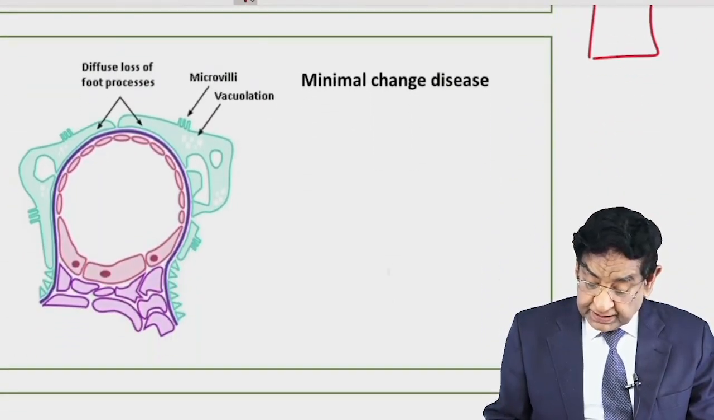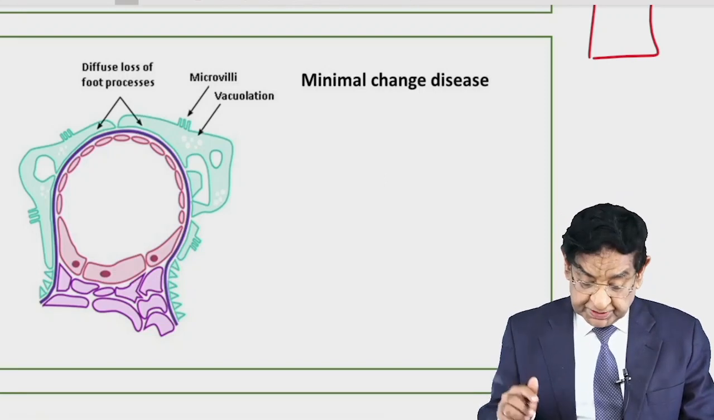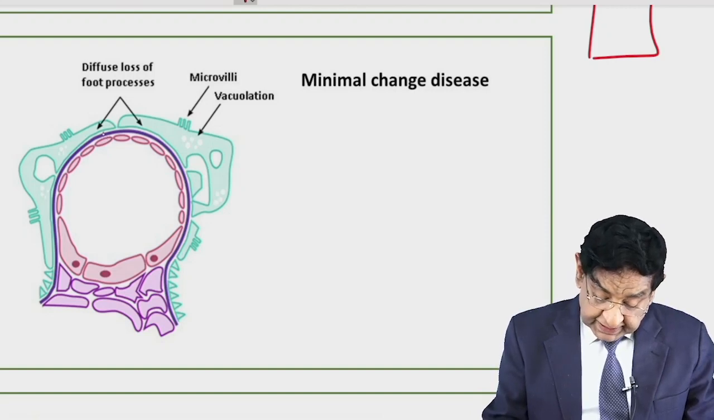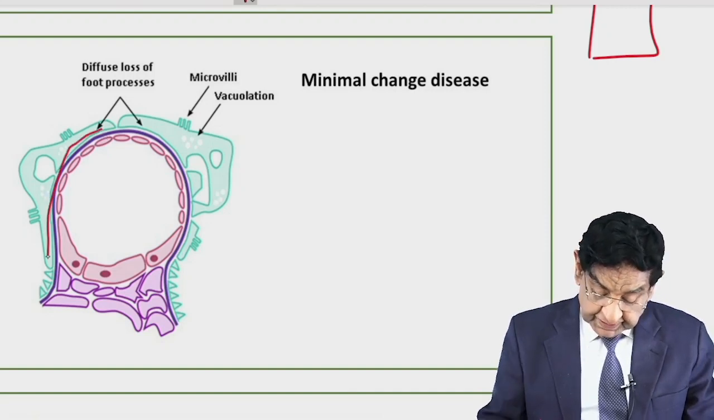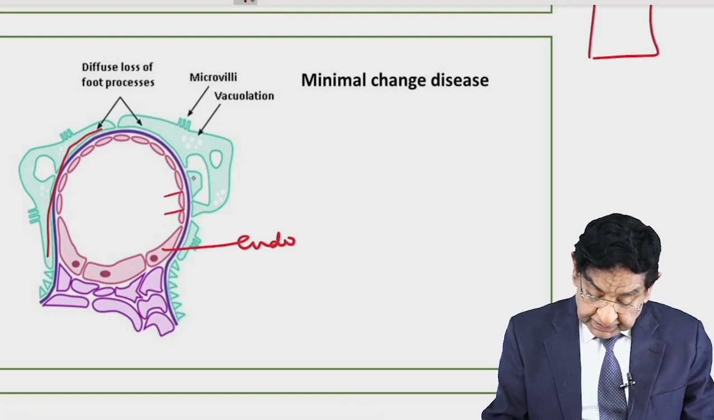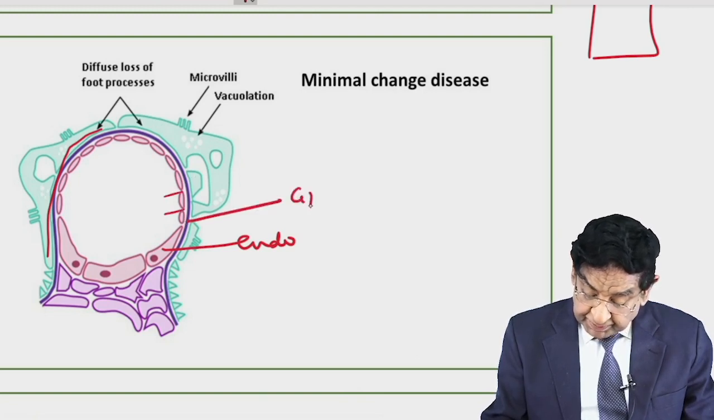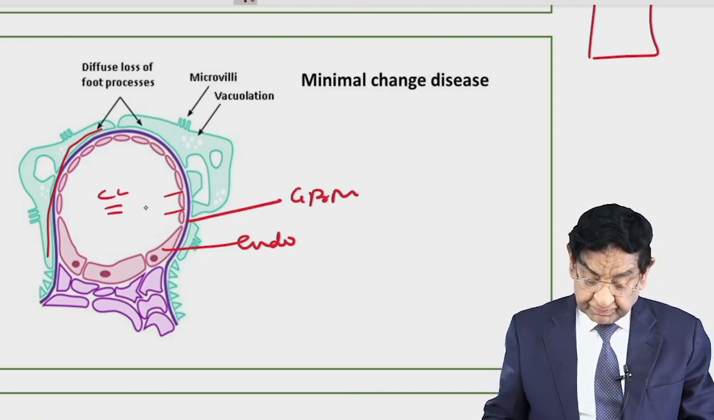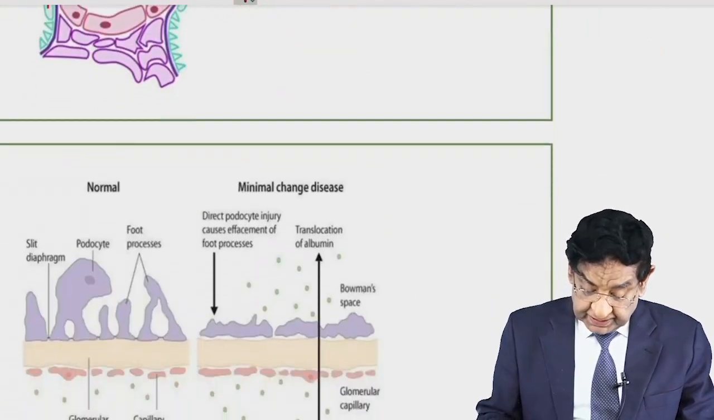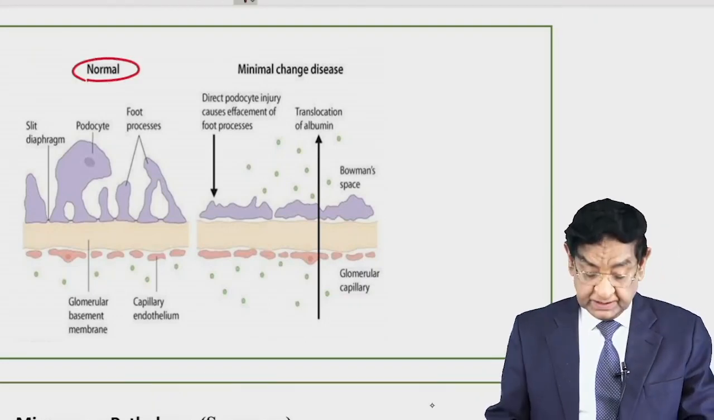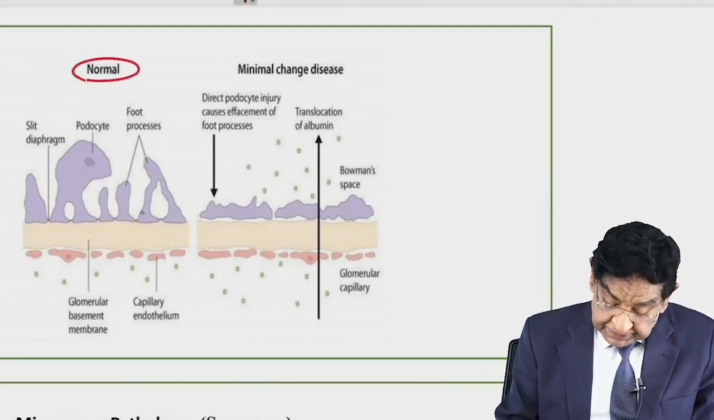So, the same thing, I'm showing you a beautiful picture. These are the foot processes that have been lost and it has become flat. And these are the capillary endothelium. These are the pores. This blue structure is the glomerular basement membrane, and this is the capillary lumen where the blood is flowing. Okay, let me show you one more diagram. This is the normal structure. Here, these are the foot processes.